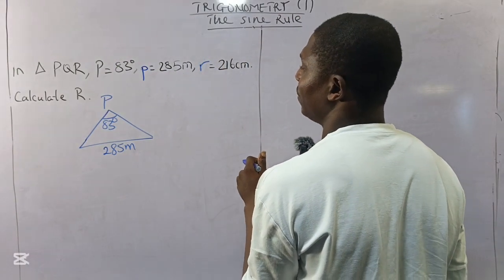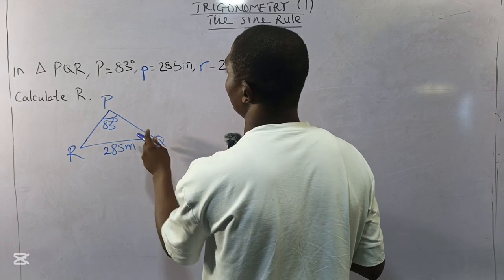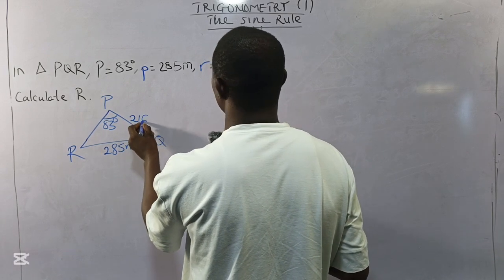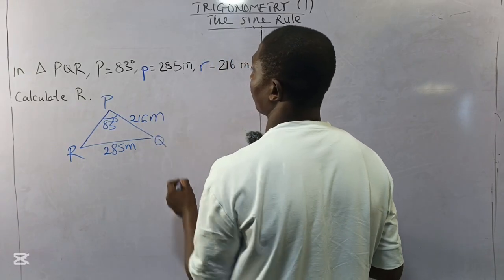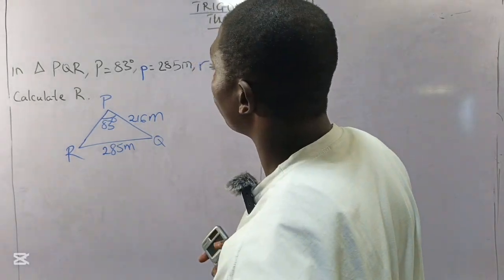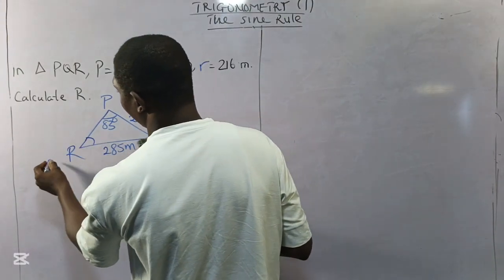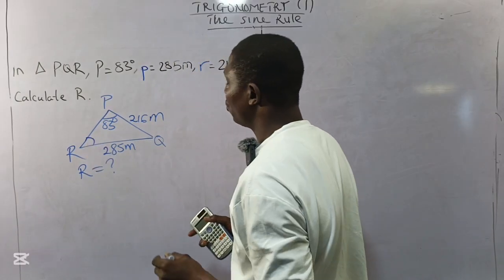Now, what else is given? R was given, so let me say this is R, and this is Q. Small letter r was given as 216 meters. And we are looking for capital letter R. So R is our question.